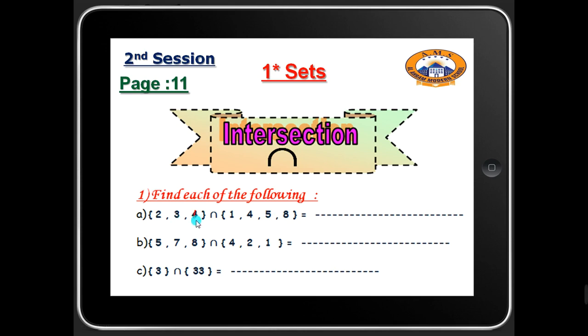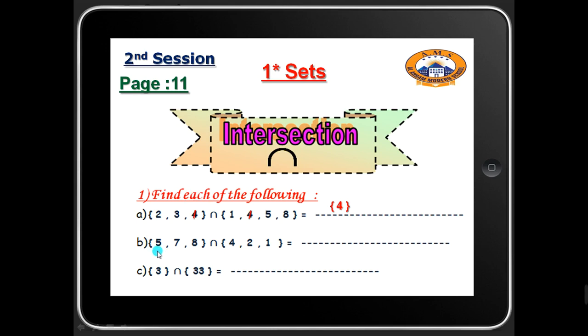Here I have number 4 in the first set, and I have number 4 in the second set. So 4 is a common element between these two sets. So the answer is going to be the set of 4. Please write it between two brackets because it's a relation between two sets. So the answer is going to be the set of 4.